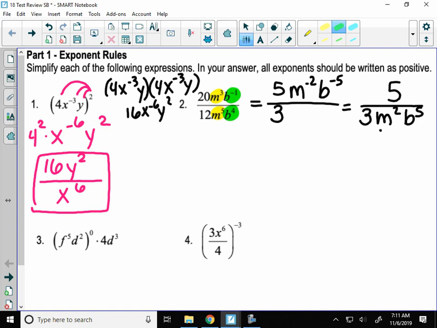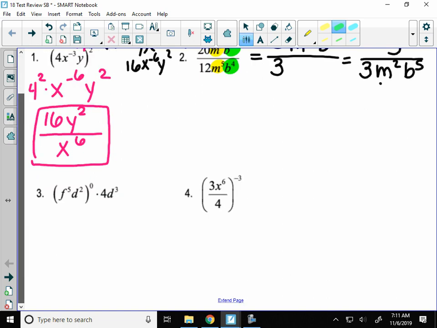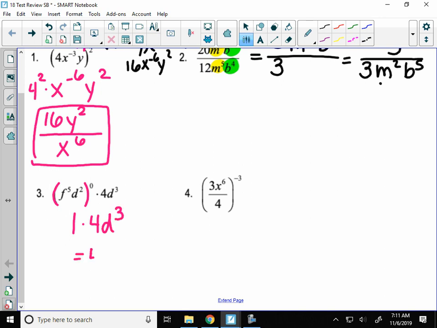Part 3. Notice here that the whole quantity f to the 5th, d squared, is raised to the 0 power. Anything to the 0 power is 1, and that's just 1 times d to the 3rd, or 1 times 4d to the 3rd, which is 4d to the 3rd. That's it.